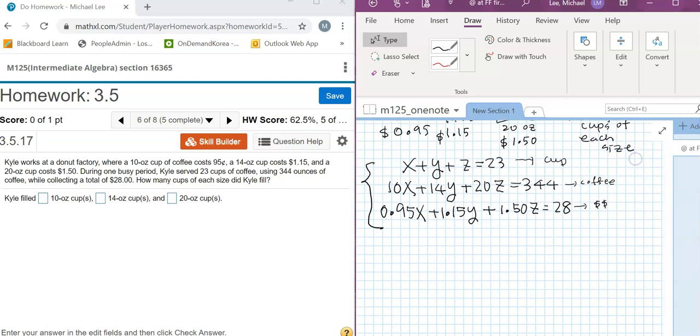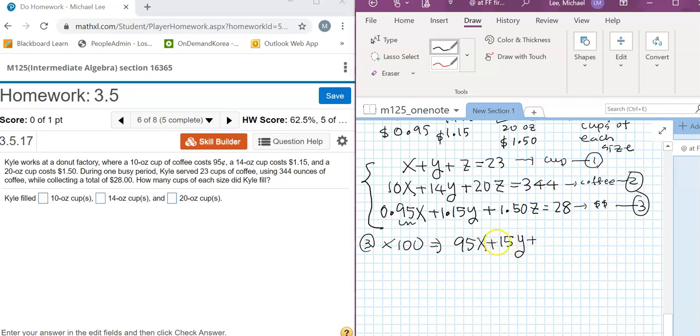So now some has decimal. So what I'm going to do is, how about question number 3? This is 3. This is, I say, 2. This is 1. So question number 3 times 100, because I got 2 decimal. That gives me 95x plus 115y plus 150z is 2800, big number.